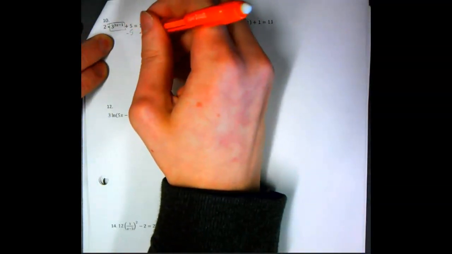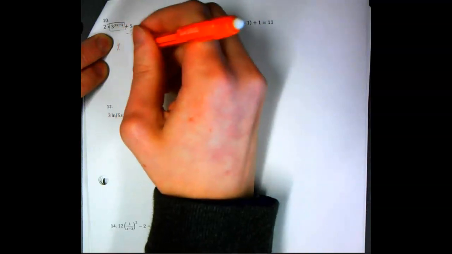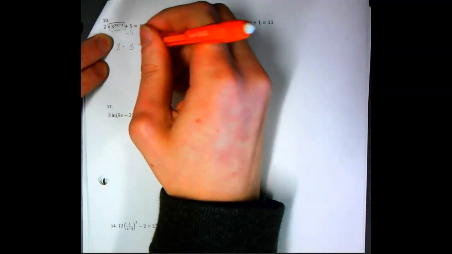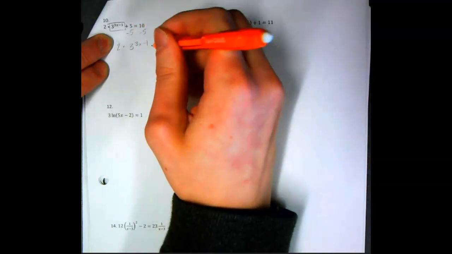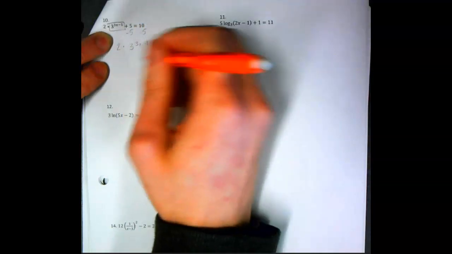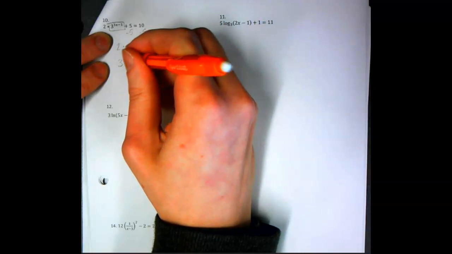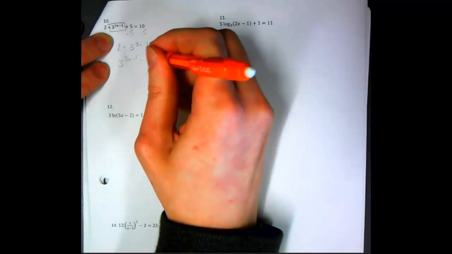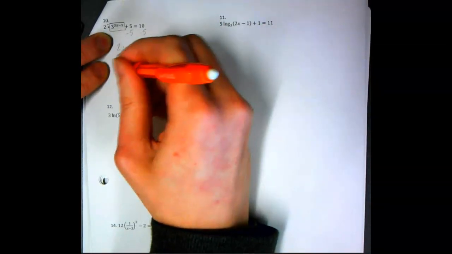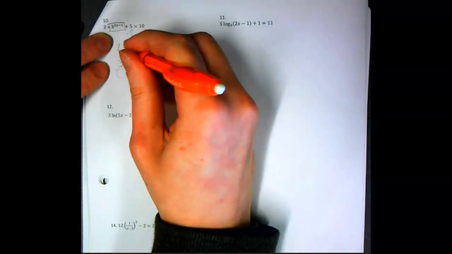For problem 10, we need to get this 3 to the power by itself. So first we're going to subtract 5. We'll have 2 times that 3 to the 3x minus 1 equals 5. After we divide by 2, we'll have 3 to the 3x minus 1 equals 5 halves. We're able to do our snail.